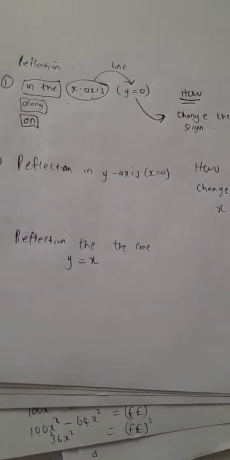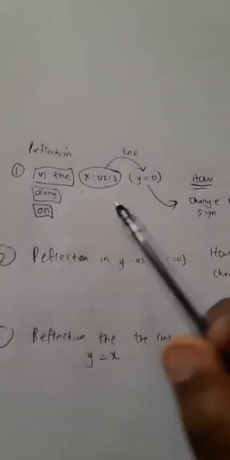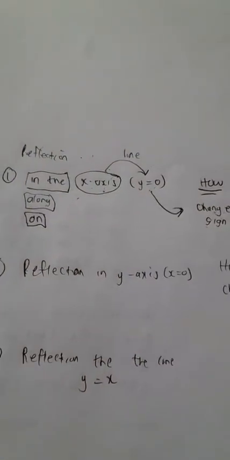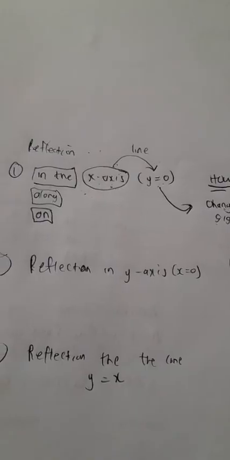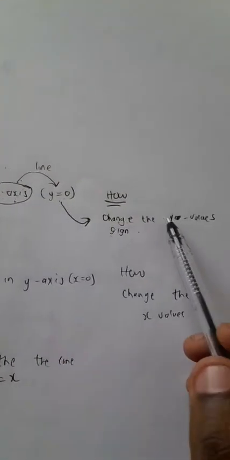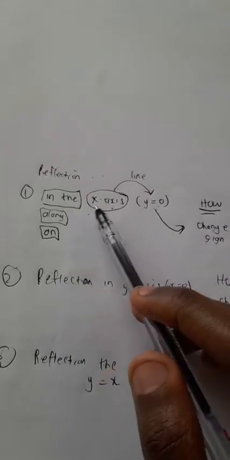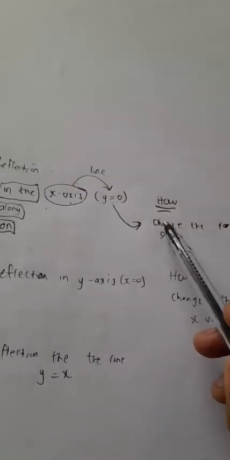Reflection in the line y is equal to x. So I like what you guys are saying, and I like the emphasis. Like Kumi, I like what Kumi is saying. Kumi here is saying that, so reflection in the x-axis, we know who changes: the y value sign changes. But then maybe you're going to ask yourself the question, if y changes, what happens to x?